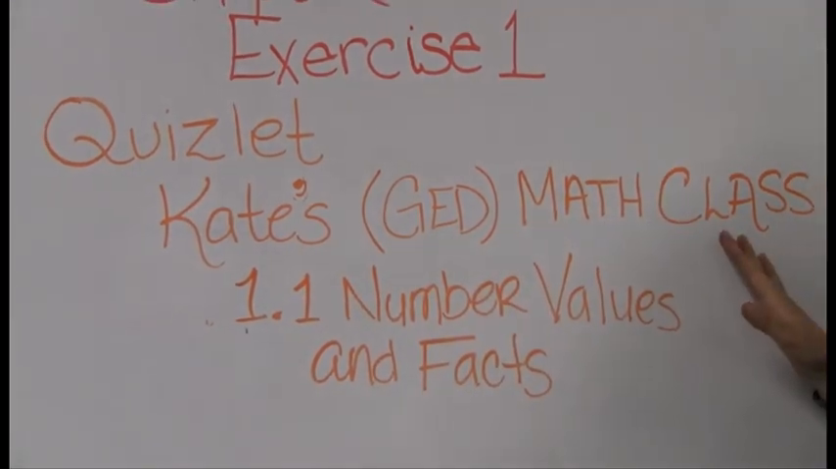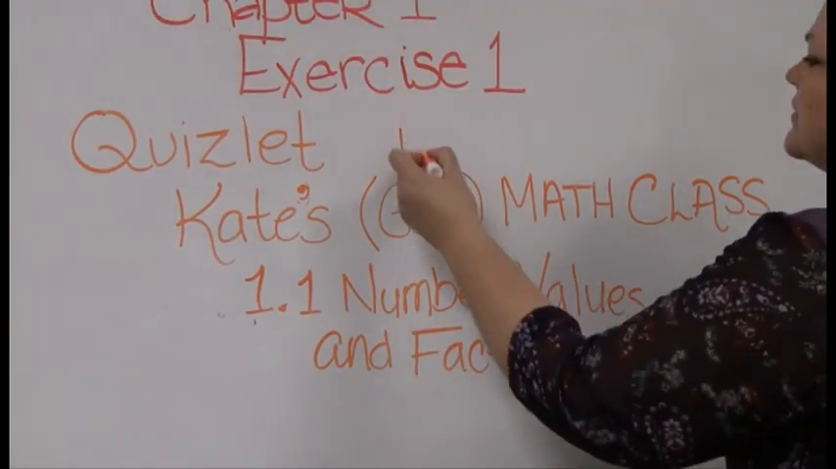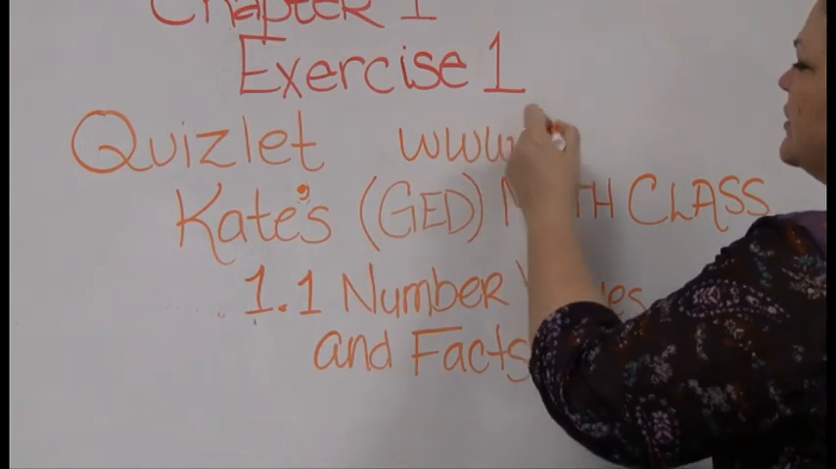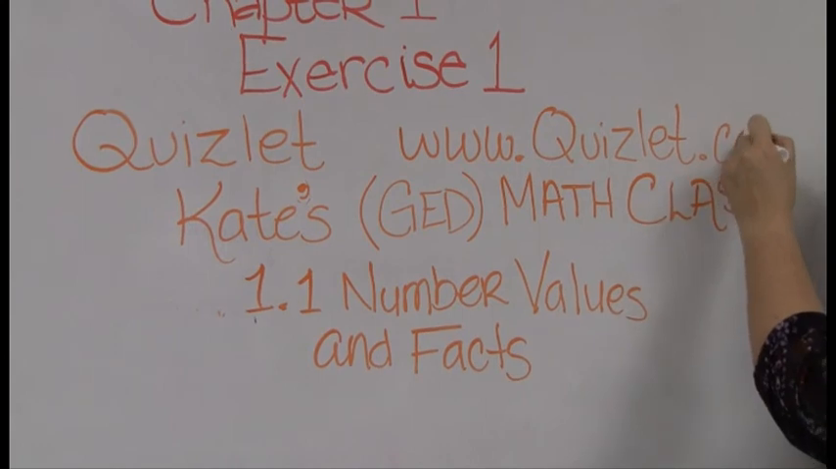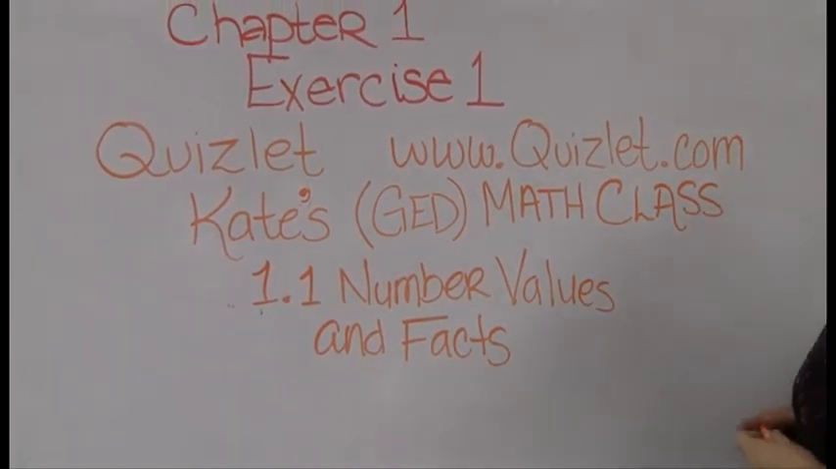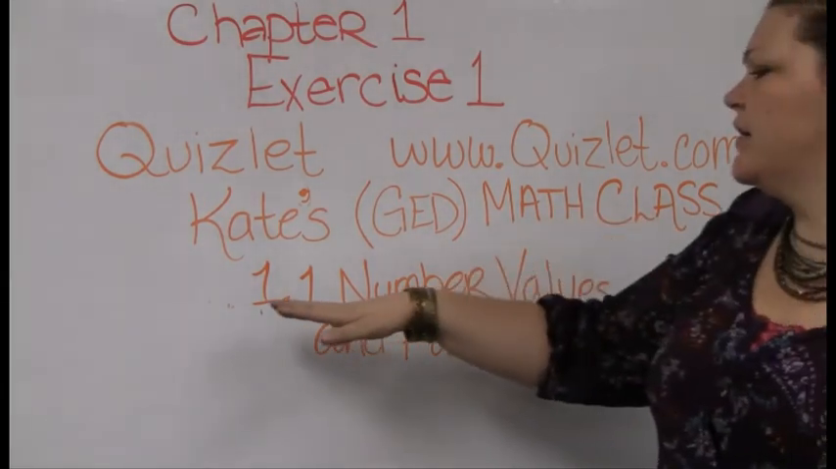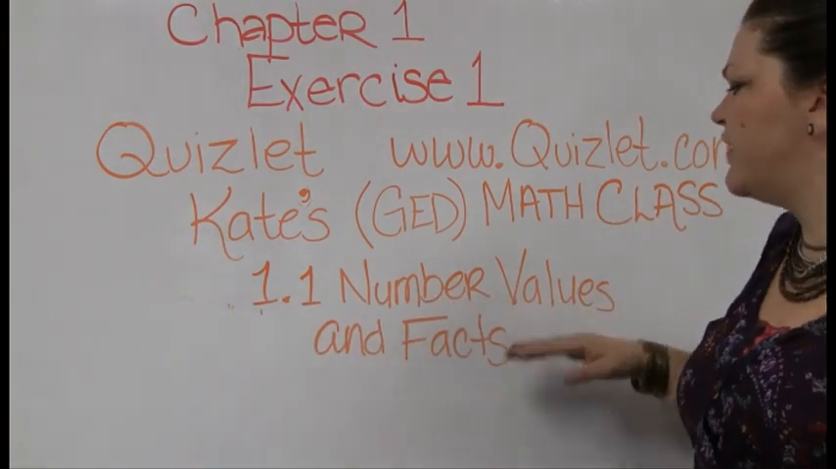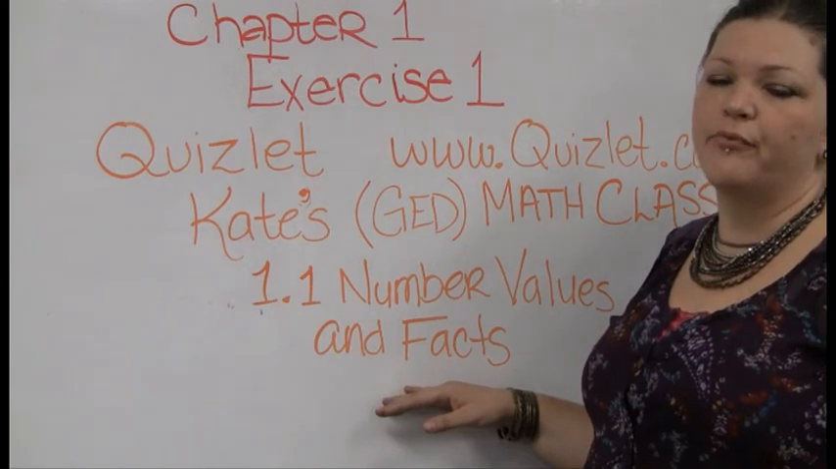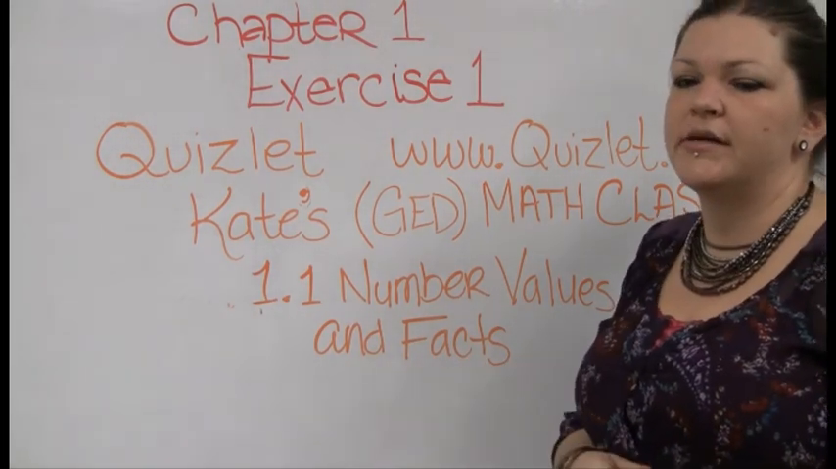And for instructions on how to sign up for that class online at www.quizlet.com, if you're not sure how to go about that, again, you can check our introduction video. But for today, just go ahead and sign into that, and in your search bar, start typing 1.1 number values and facts, that should pop right up. You can click on that, and I've got lots of practice for you to try the concepts that we did today.